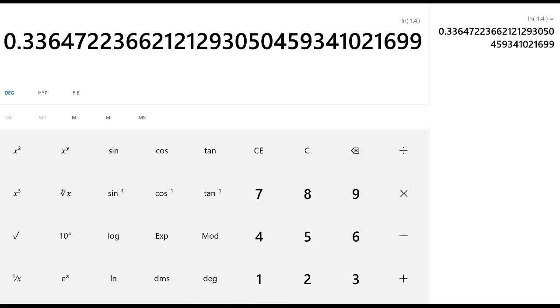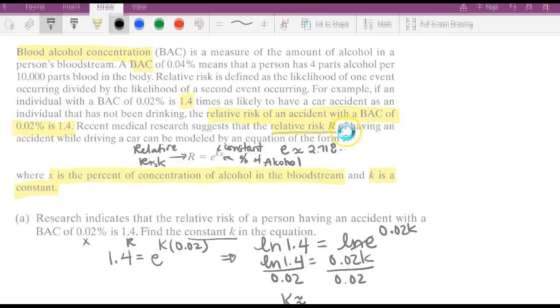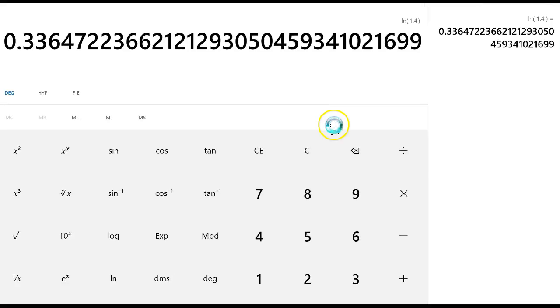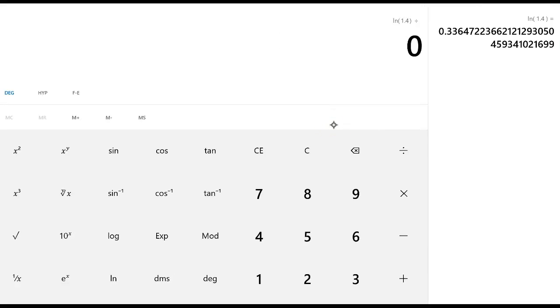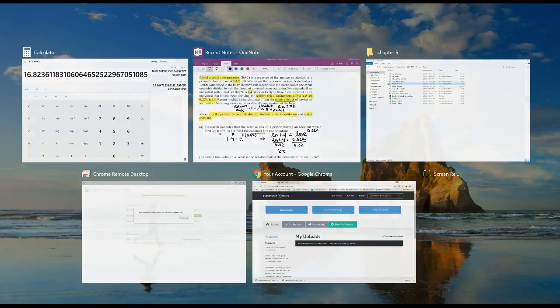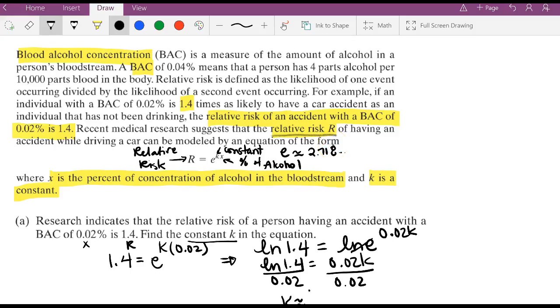So with this, I'm now going to divide that. Let's see what my division was. So take my answer and divide that by 0.02. Okay, so I'm going to take that divided by 0.02. Okay, so here's my constant. 16.8236. Let's round it to 4 decimal places, okay? 16.8236.